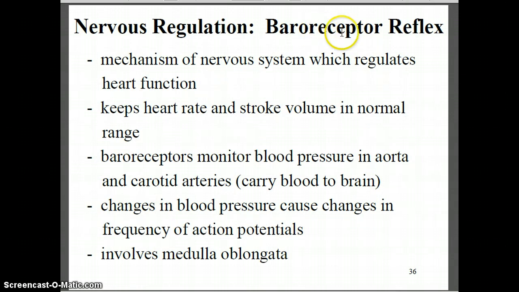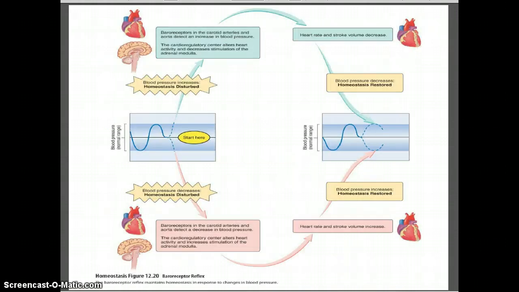The baroreceptor, or pressure receptor, reflex regulates heart function, keeps heart rate and stroke volume in the normal range, and monitors blood pressure. The receptors are located in the aorta and the carotid arteries, which carry blood to the brain. Changes in blood pressure cause changes in the frequency of action potentials, and the medulla oblongata is involved in this process. Diagrammatically, this is what this looks like. Take a look at this diagram in your textbook. It is a negative feedback reaction.